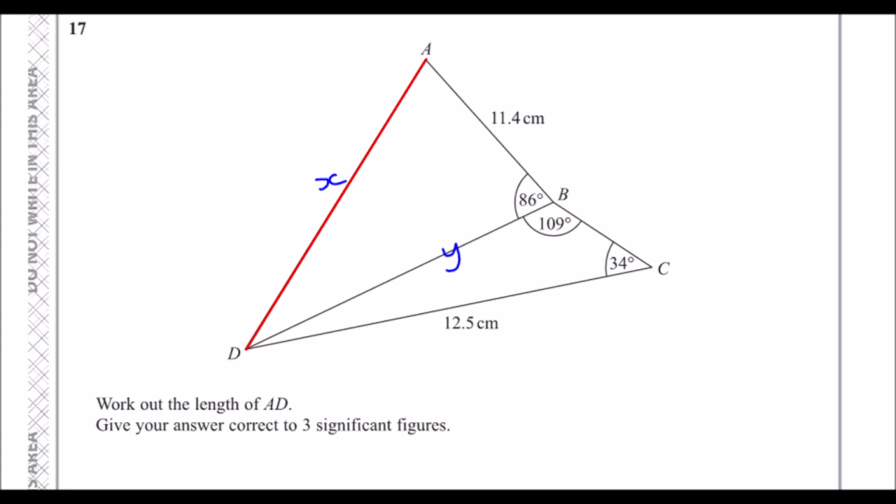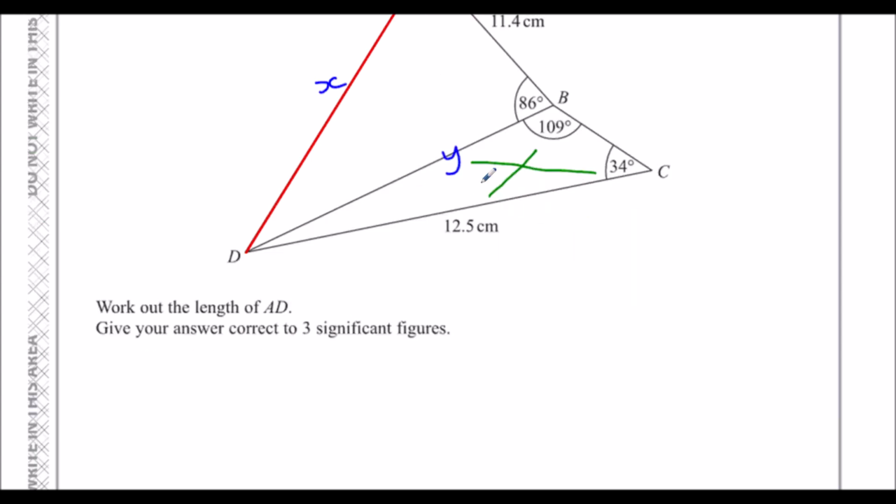Is it the sine rule or the cosine rule? If it's the sine rule, we've got opposites, which we do. So y is opposite 34. 12.5 is opposite 109. So we can use the sine rule. And the sine rule is a over sine a equals b over sine b.